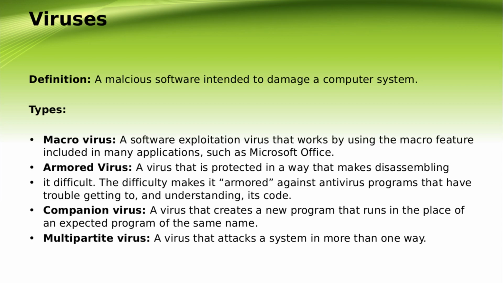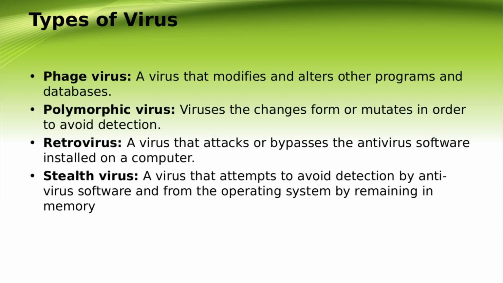So then the next is the types of virus, again, the continuation. The phage virus: a virus that modifies and alters other programs and databases. And then the polymorphic virus. A polymorphic virus can change form or signature each time it is executed to avoid detection.